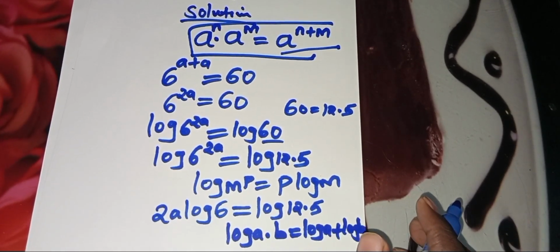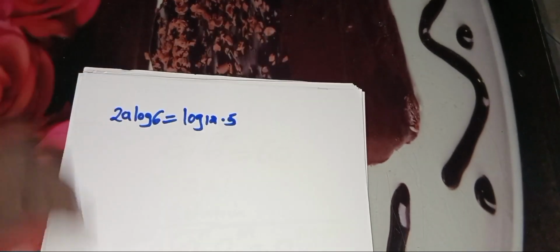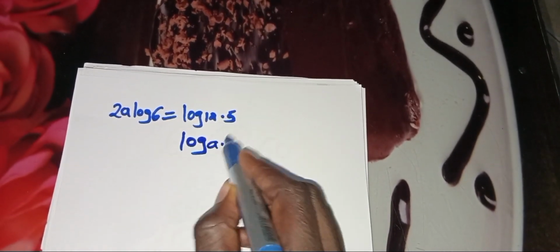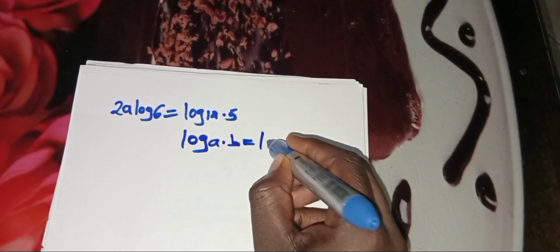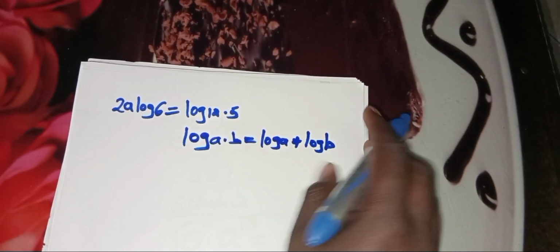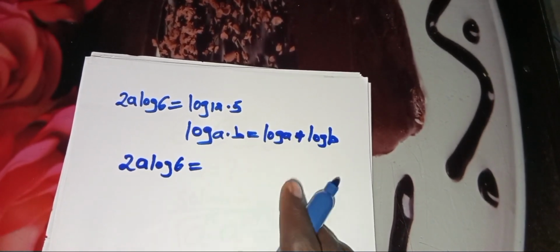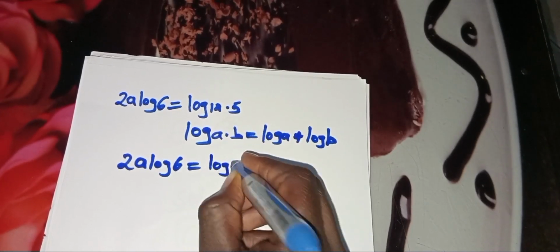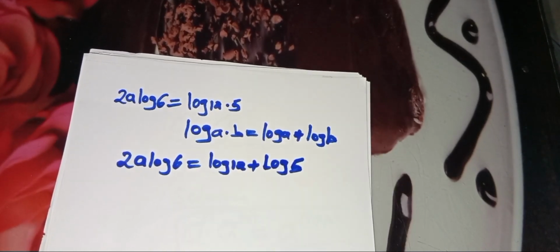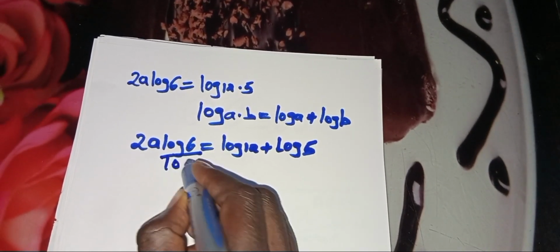Now we have that 2a log 6. So we're saying that introducing the logarithm identity, log a multiplied by b can be expressed as log a plus log b, so that now we're going to have 2a log 6 equal to log 12 plus log 5. Now you can divide both sides by log 6.